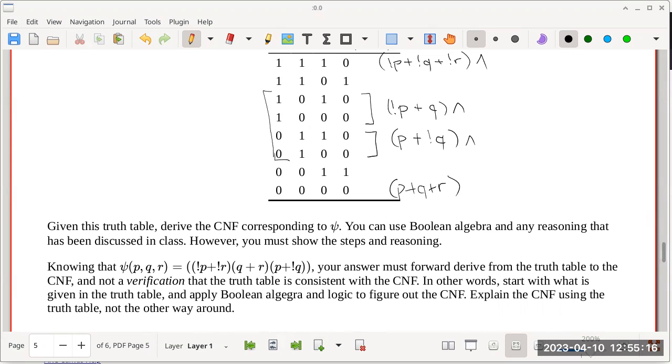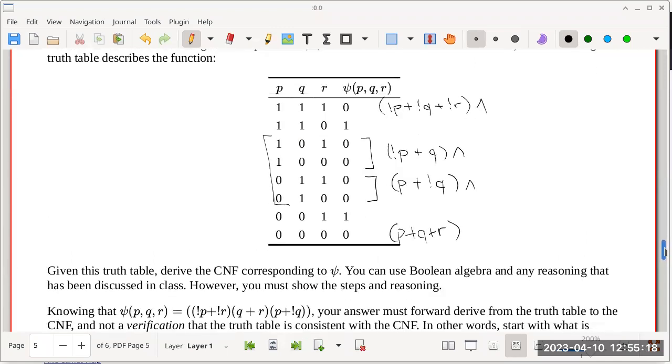All right, so let's go back to here. Can we perform absorption? Absorption is not doable. What technique can we use here? You can see how P or Q or R is just your Q or R, so P is gone. How did we get rid of P?